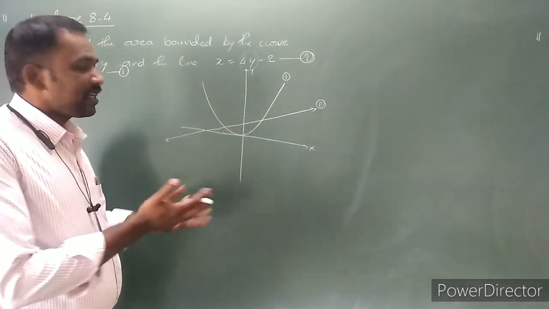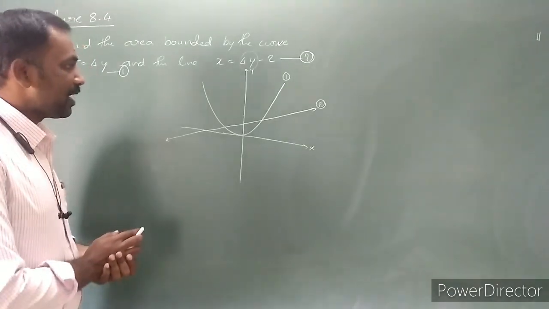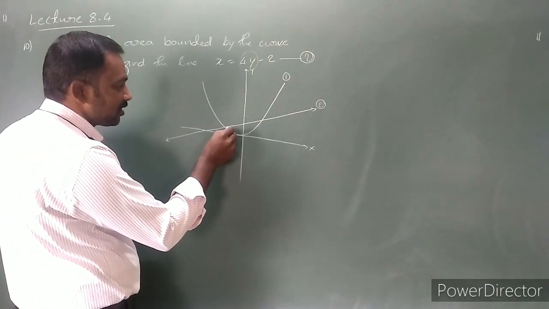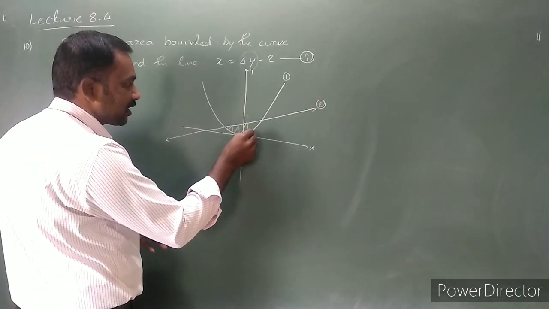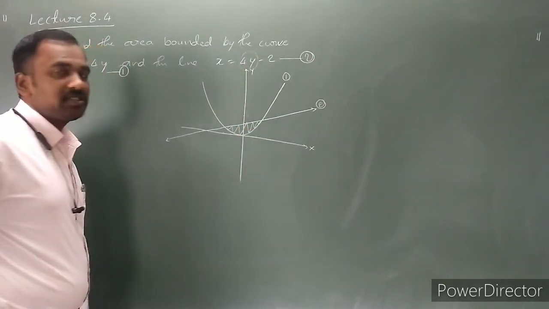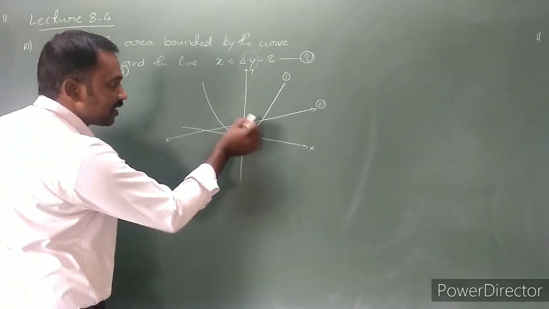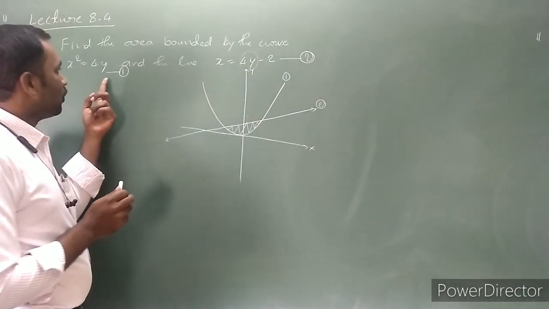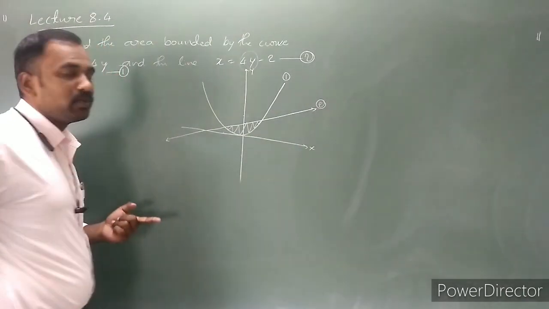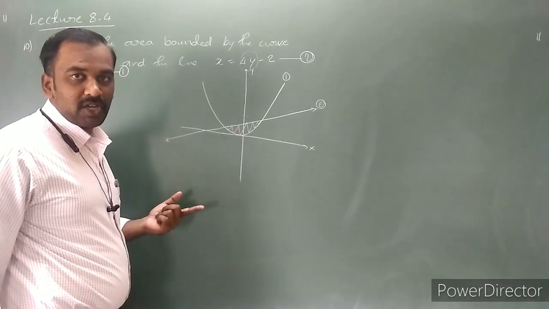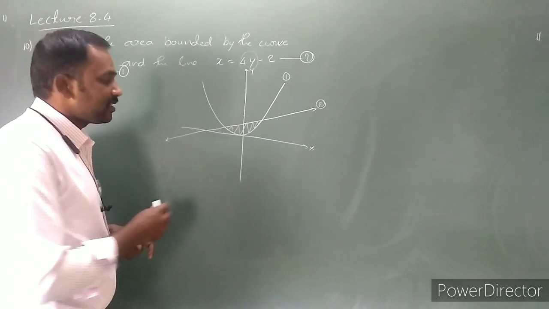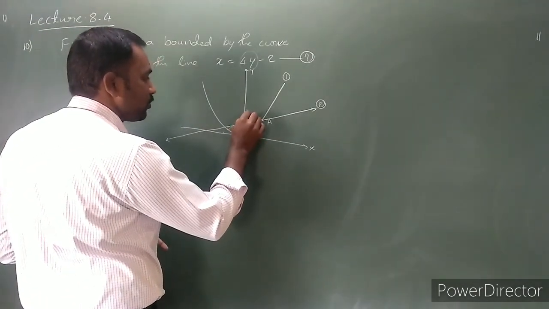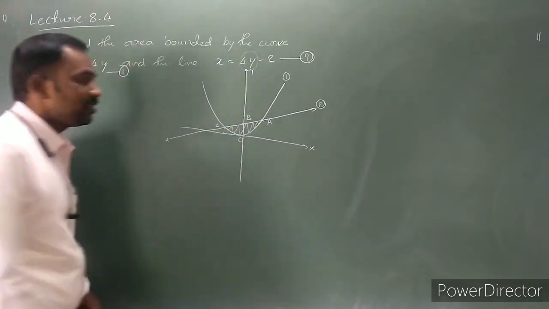What is the area bounded by the curve and the line? What is the required area? It is bounded by the curve and the line, and the curve and the line together bound this required area. Check it. This is the required area: the area bounded by the curve x square is equal to 4y and the line x is equal to 4y minus 2. Are you super sure? This is the required area. I call this point O, this point A, this point B, and this point C.